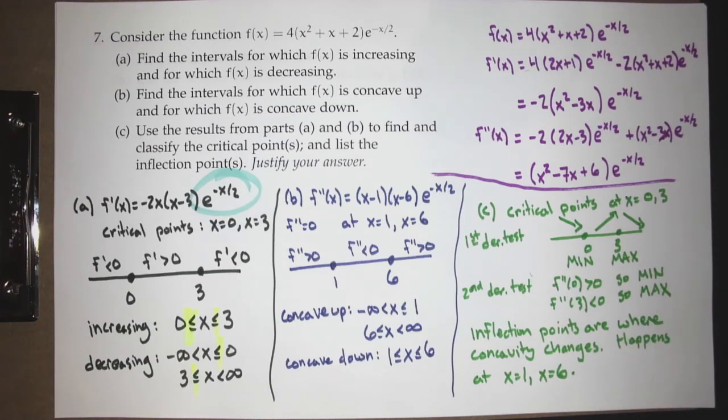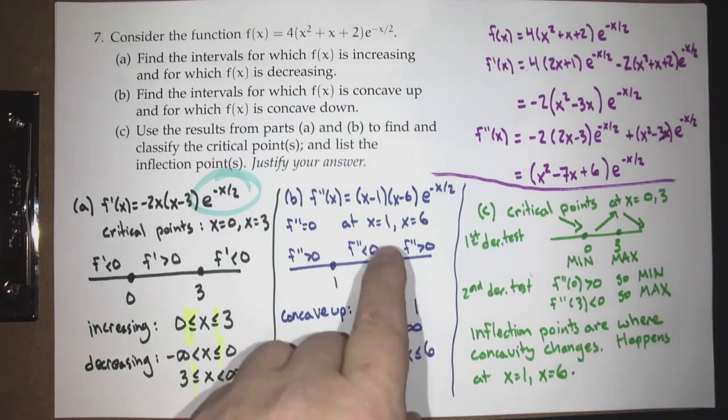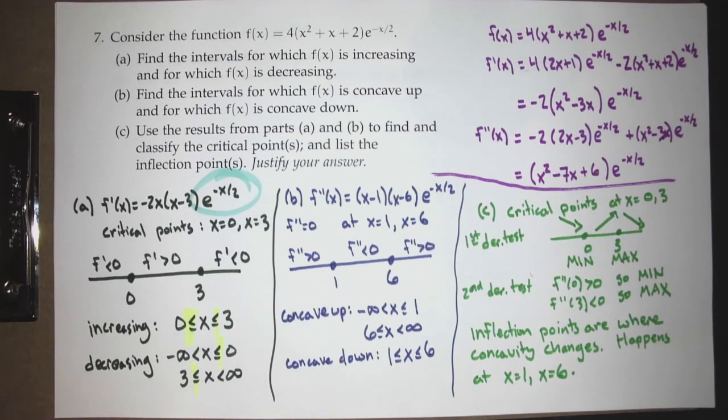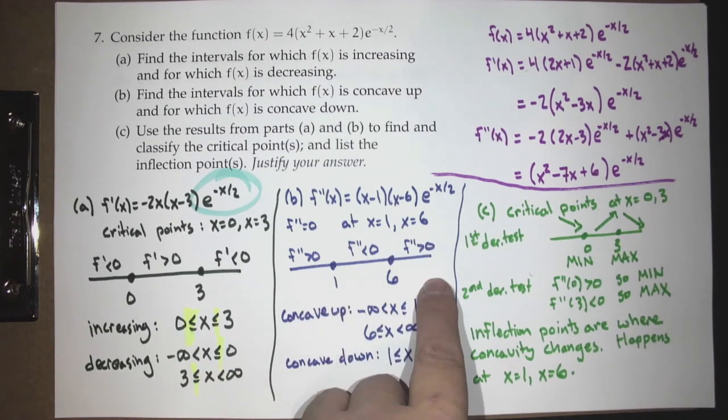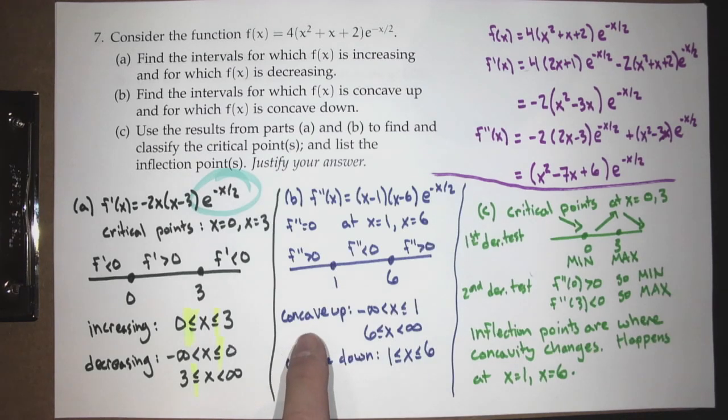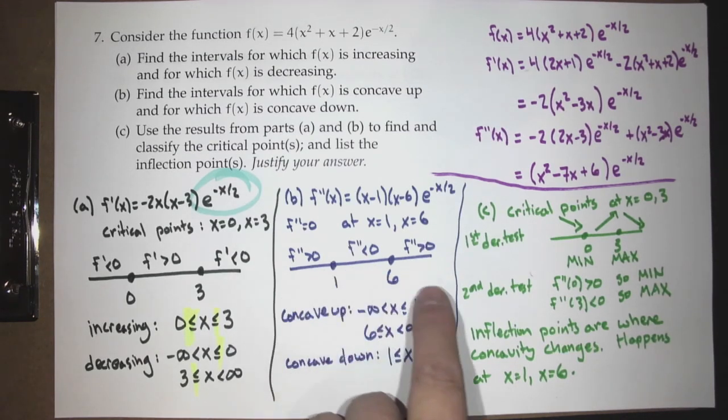All right, similar thing happens for the second derivative. Now it factors into x minus 1 times x minus 6. You check your signs again. And you get similar things about concavity. So your concavity changes.